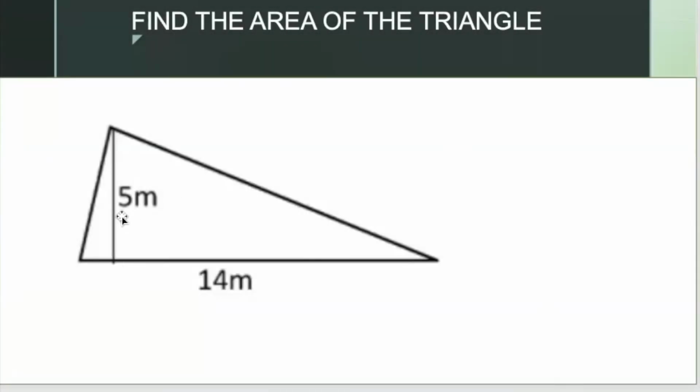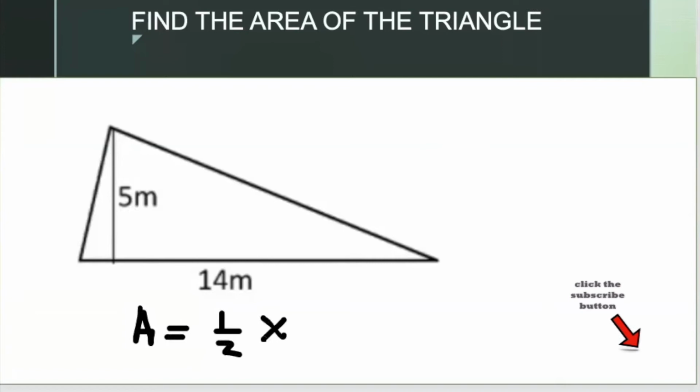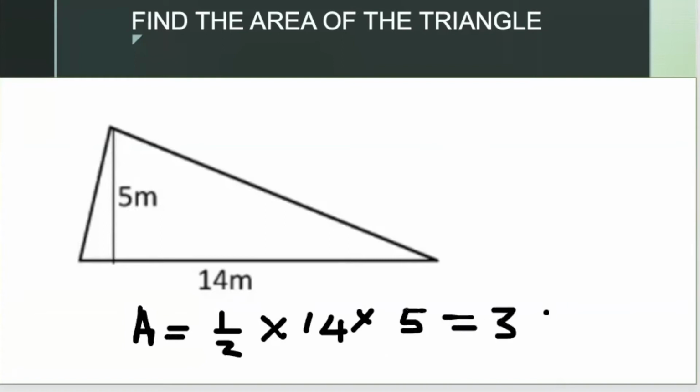Here I'm going to find the area of this triangle. Area is equal to half the base, and the base is 14 meters. I'll have 14 here, and times the height of the triangle, which is 5 meters. So half of 14, that's 7, 7 times 5 is 35, so that's 35 meters square.